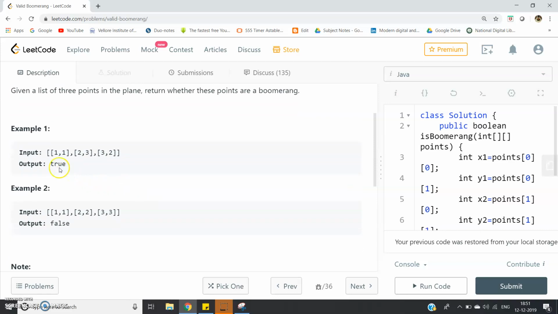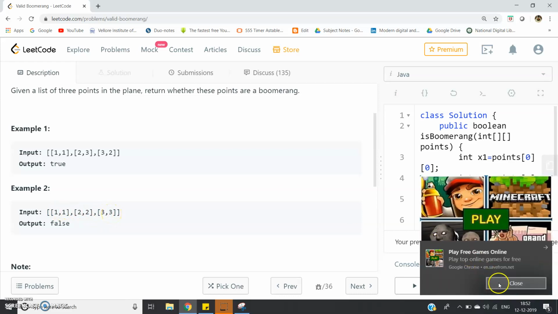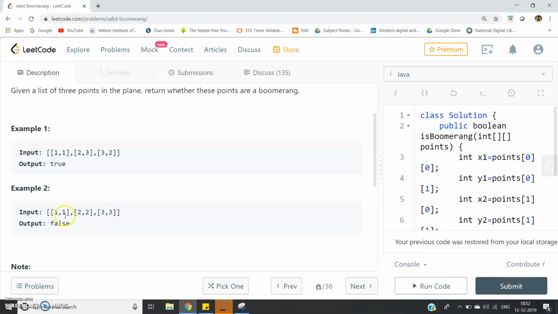Suppose for a particular example, if you consider this one, (1,1), (2,3) and (3,2) are 3 points, then the output will be true. If you draw it on a graph sheet, you can find that this is not going to be on the same straight line. Similarly, for (1,1), (2,2), (3,3), this is nothing but the curve y equal to x. Sorry for this pop-up. So no doubt the output is going to be false.